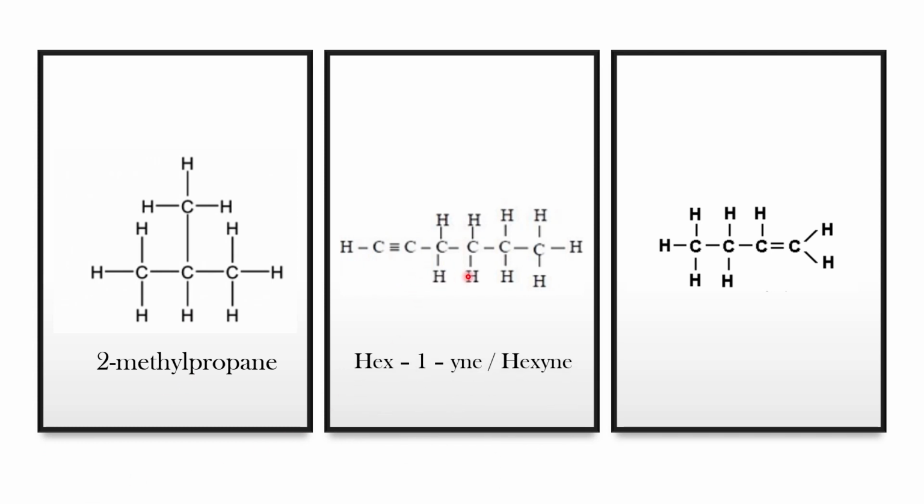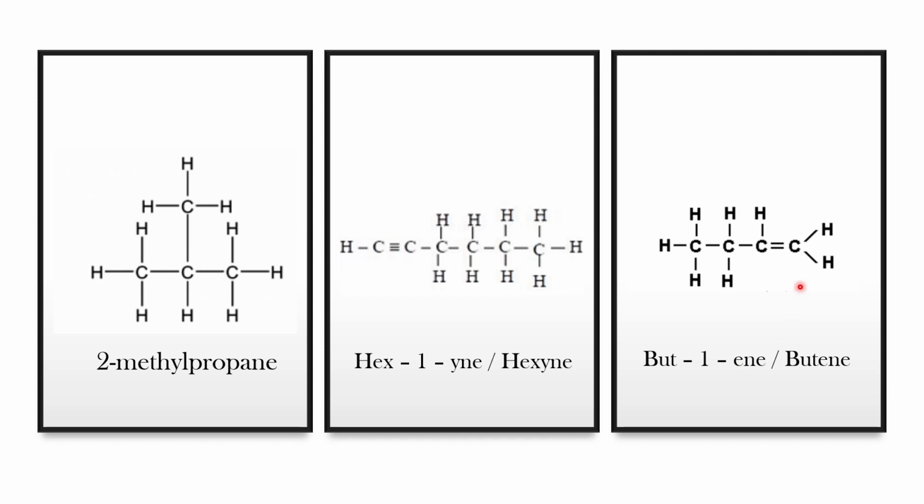The next one, you count 1, 2, 3, 4, 5, 6. Hex. However, there's a triple bond, so it'll be an alkyne. Hex-1-yne. The last one on the slide is 1, 2, 3, 4. But. There's a double bond now, which is an alkene. So you're going to say but-1-ene.